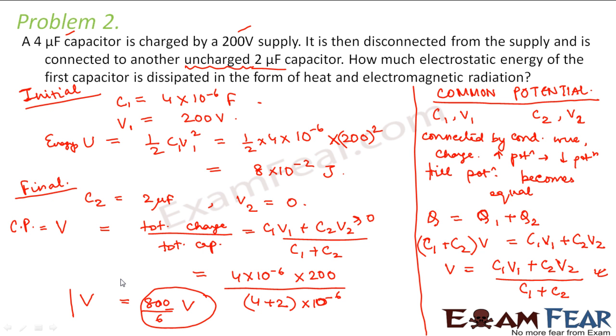So what will be the energy in this case? Basically we have to calculate how much energy is dissipated. That means we have to calculate the energy in the initial condition. Then we will calculate the energy in the final condition, and then the difference of the two will be the energy that is lost in the form of heat. Right? So in this case, in the final scenario, the common potential we know now.